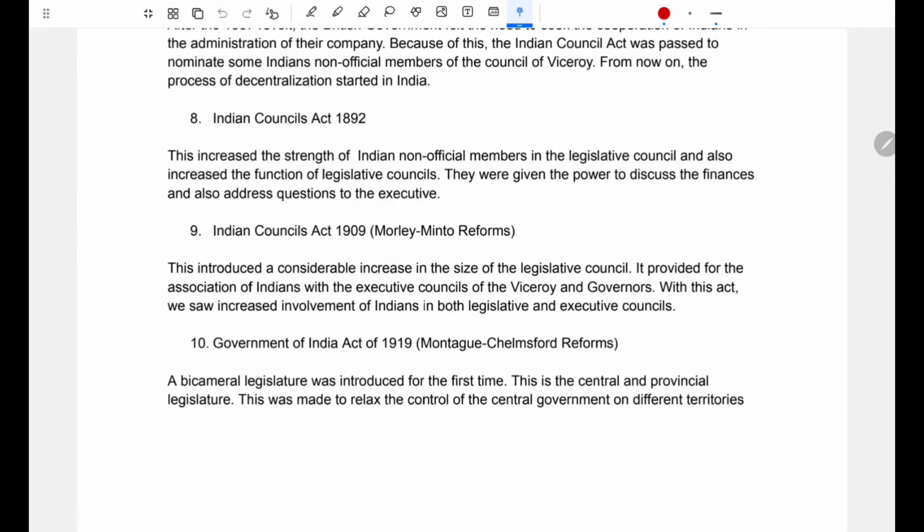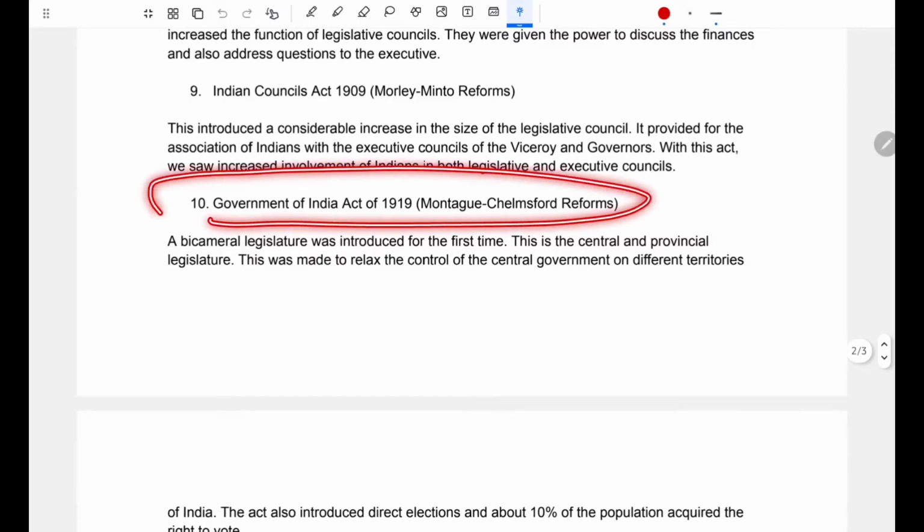This introduced a considerable increase in the size of the Legislative Council. This also introduced an association of Indians who could assist the Viceroy and governors in executive function. With this act, we saw that there was an increase in the involvement of Indians in both legislative and executive council. Then came the Government of India Act of 1919.